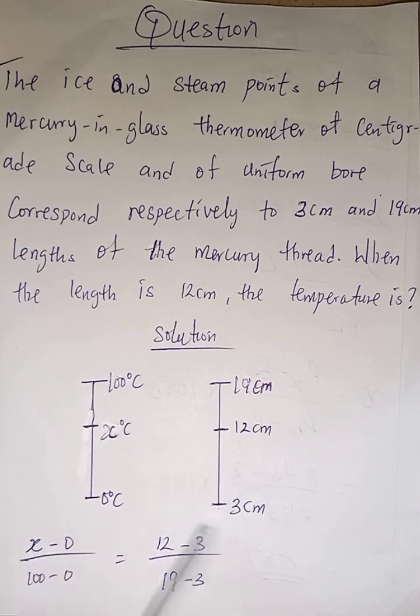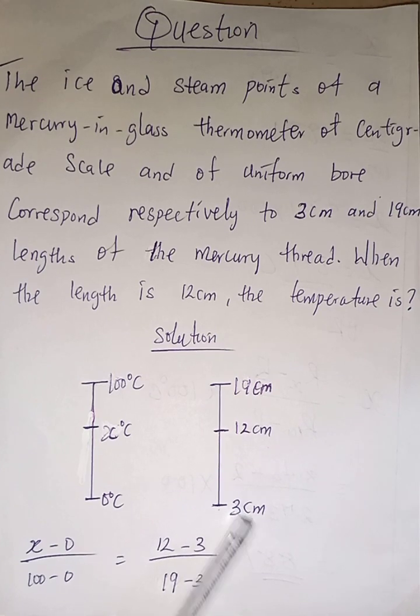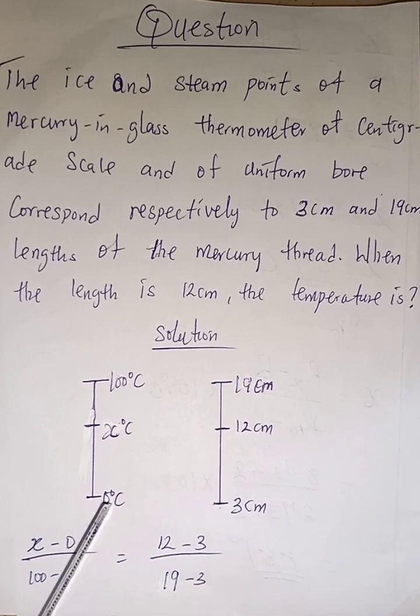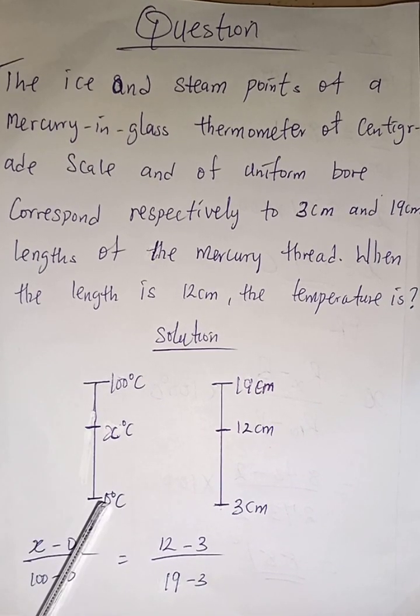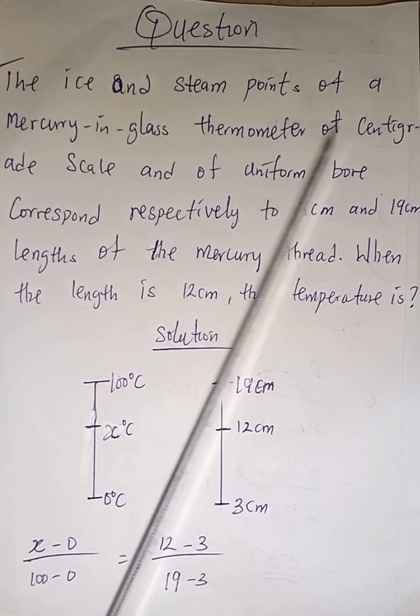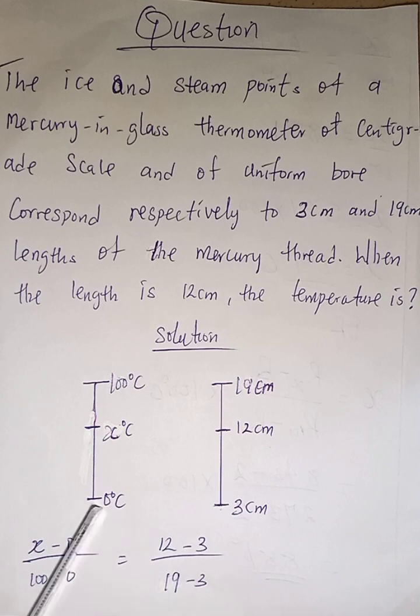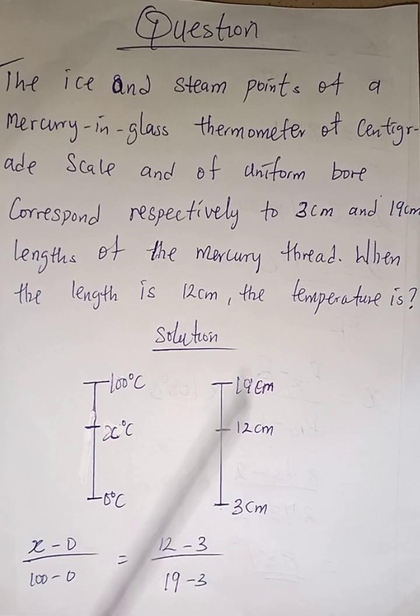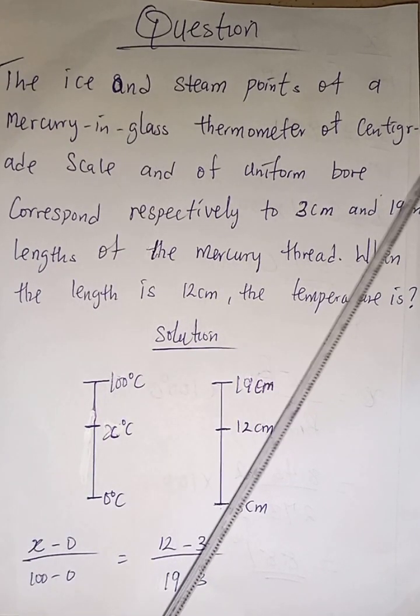Look how to arrange it. After you have drawn this scale, ensure you put this 3 where you have this 0. This 3 is at the downside there. You put this 3 there because this 3 corresponds to this 0. Ice point corresponds to 3, so this 0 must correspond to this 3. Very important. Then steam point corresponds to 19.